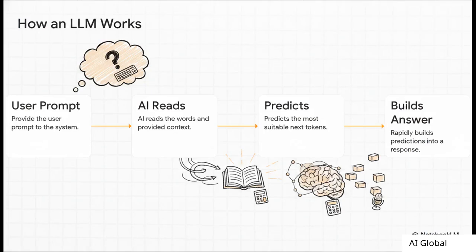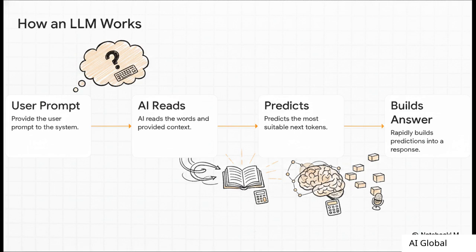Let's break down exactly how this brain actually processes a thought. It's a precise 4-step workflow. Step 1, you provide the user prompt. Step 2, the AI system reads the words and the context you've provided. Step 3, and this is the absolutely critical one, it predicts the most suitable next pieces of text based on all that vast training data. It is literally calculating probabilities. And step 4, it rapidly builds those mathematical predictions into a complete, coherent response.